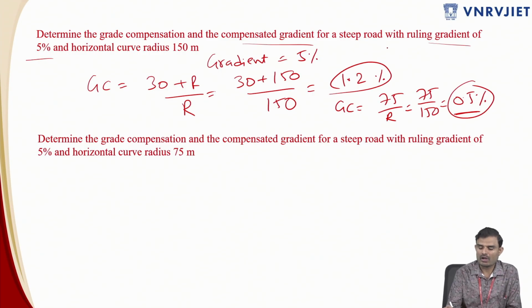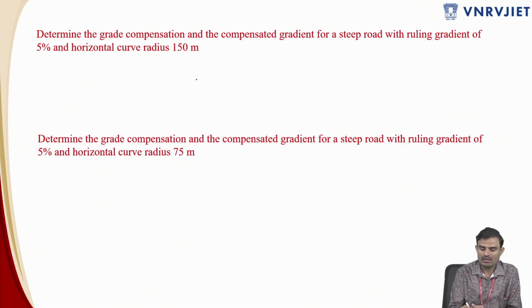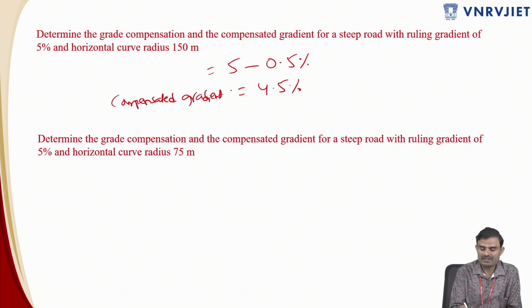You know the formula for compensated gradient: CG is equal to ruling gradient minus grade compensation. So your gradient is given as 5%, and the grade compensation, whichever is minimum, is the second case, which is 0.5%. So your compensated gradient is nothing but 4.5%. Grade compensation is nothing but 0.5, whichever is minimum. So the minimum condition is 0.5. So this is the first condition.